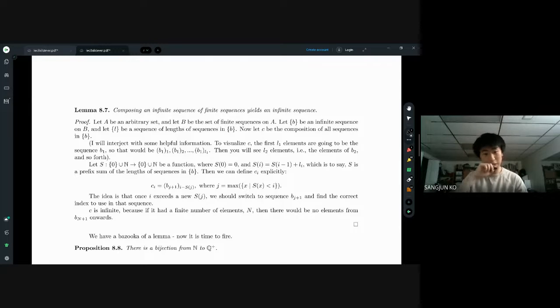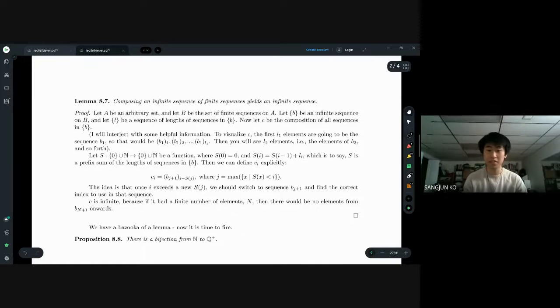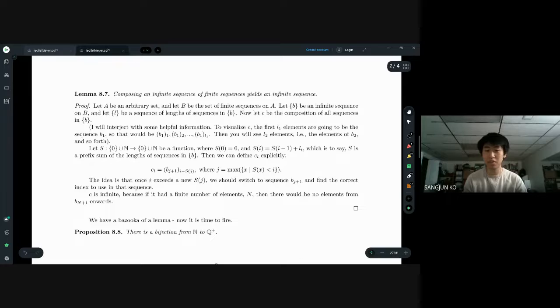That means we can define the new composed sequence explicitly. It's going to be like this, where in our notation it's over like this. Once I exceeds the current Sj, we're going to switch to the next sequence and find the correct index to use in that sequence. And C is infinite because it had a finite number of elements, and then there would be no elements. It would be sub n plus 1 onwards.